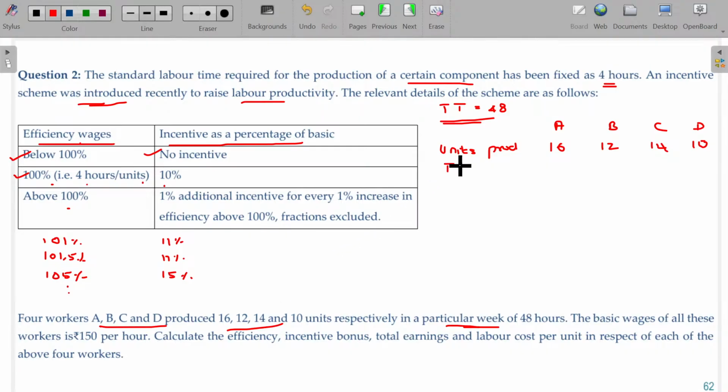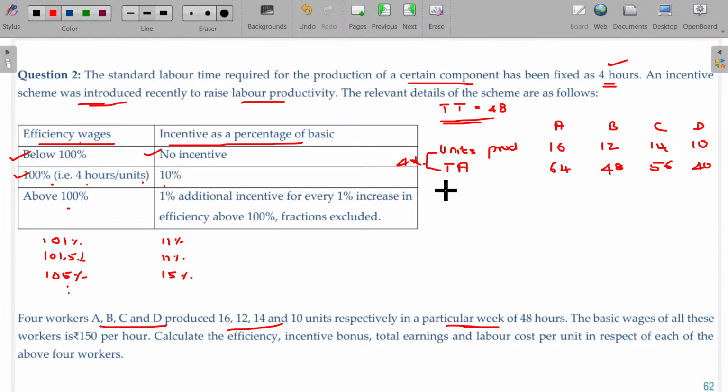What about the time allowed, sir? For every unit, the time allowed being 4 hours. As A has produced 16 units, and every unit requires 4 hours, if you multiply these two, 64 hours will be the time allowed for A, 48 for B, 56 for C, and 40 for D.